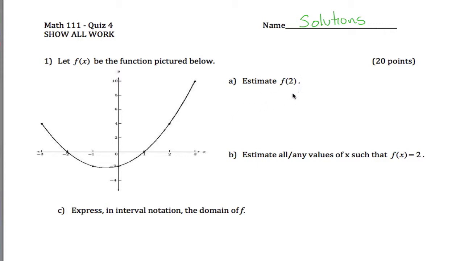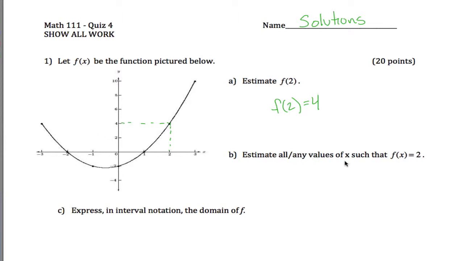First question is asked to estimate f of 2. What you need to know is this is saying that the x value equals 2, so like right here. And what it wants to know is what is the y value equal to? It looks to me like it's pretty close to 4. I would say that f of 2 equals 4. That the height when the x value equals 2 is 4.